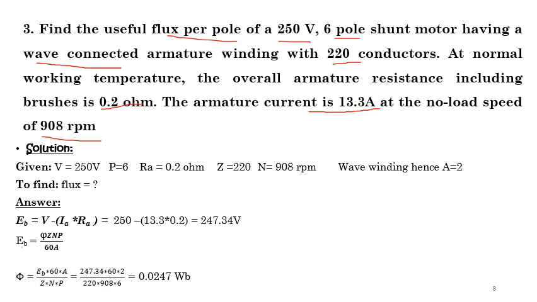But now, if you can directly see, EB is not given, but all other parameters are given. Without knowing EB, how are you going to find out the flux? That means the first step will be to find out the back EMF. That's why we are going to do this as the first step: EB is equal to V minus IaRa. Once you find out the back EMF, then you can find out the flux.